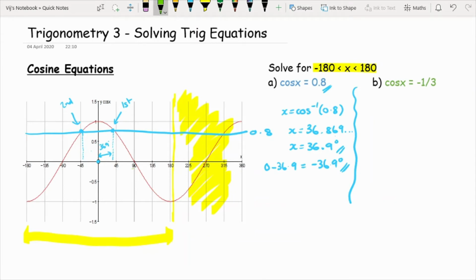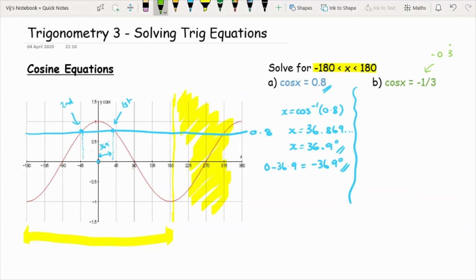Here we've got cos x equals -1/3. Again, your answers would either be in the form of a decimal or a fraction. Again, first double check that we've got cos x as the subject, which we have, and then we've got -1/3, which is basically -0.3 recurring.